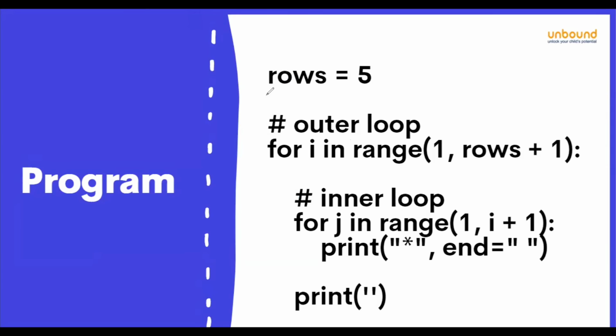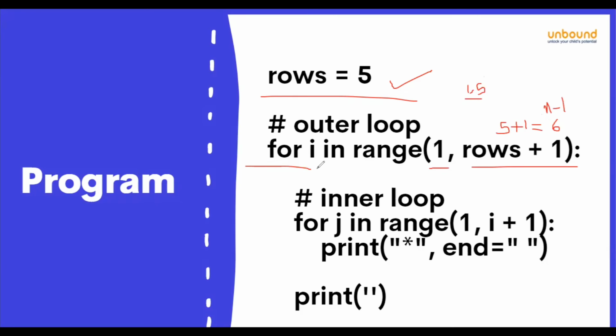So just like the steps we saw, first of all, we will select the number of rows and columns. So here we will select the number of rows. We are going to give the number of rows as 5. Now for the outer loop, we have for i in range. Now the range is 1 to rows plus 1. Rows plus 1 means 5 plus 1, which will be 6. And you know, in the range, we always go to n minus 1. So it will be 1 to 5.